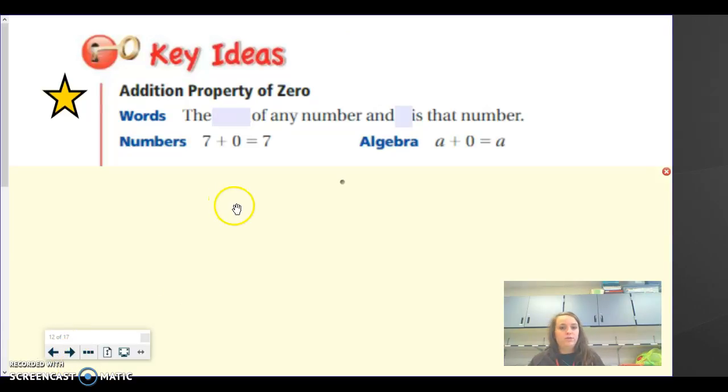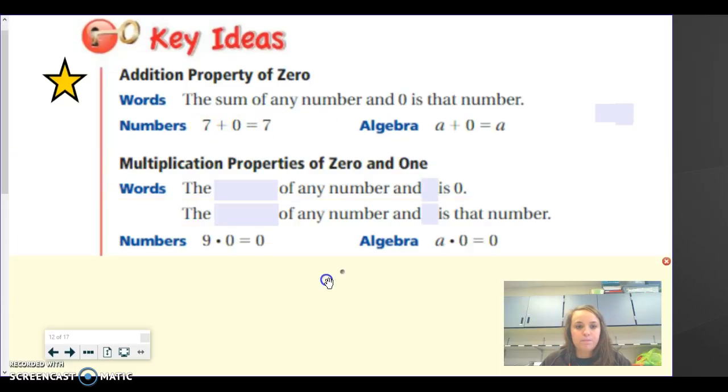All right, so talking about the addition property of 0. The sum of any number and 0 is just that number. So we're not changing the value. That property helps us understand that no matter what the number is, if we add 0 to it, we're going to get that number.